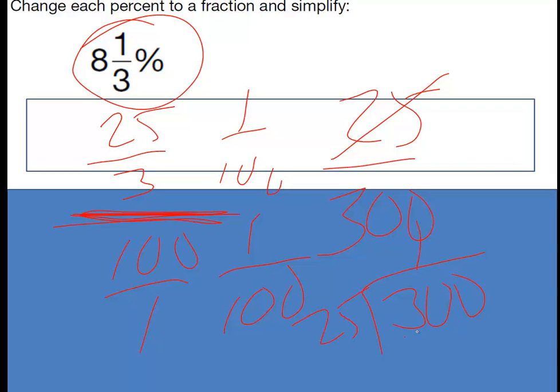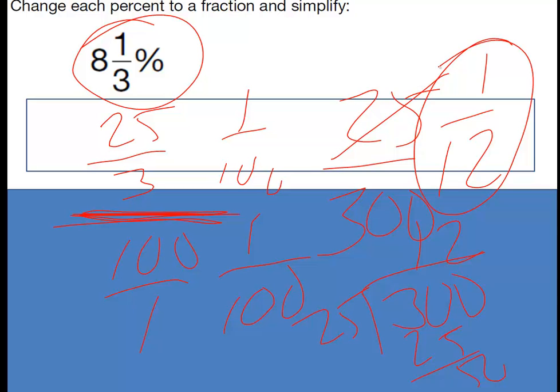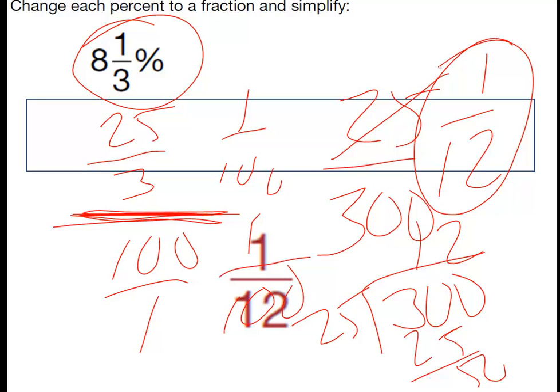There's 1 time, and there's 2 times, 12 times. So it's going to be 1/12. That's going to be our answer. Hopefully that's what you got. They are a little bit tricky. They are not easy to do. You have to stop and think about them for a minute.